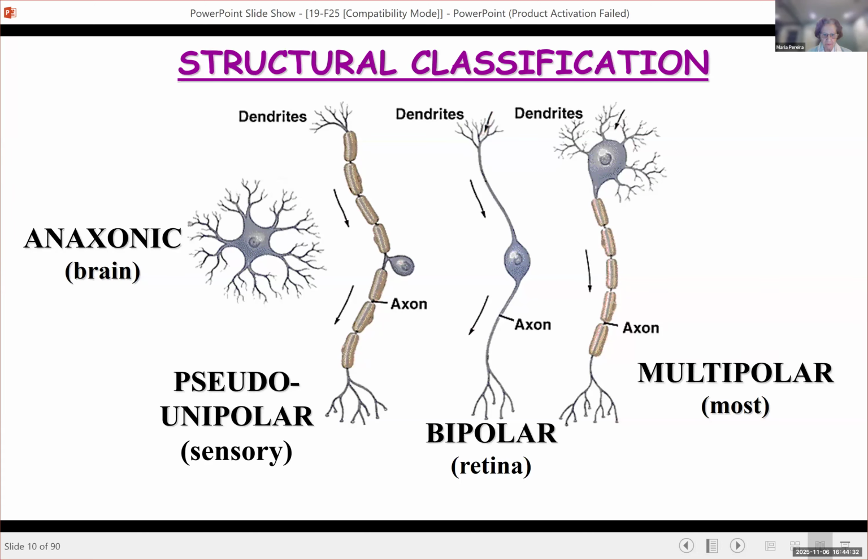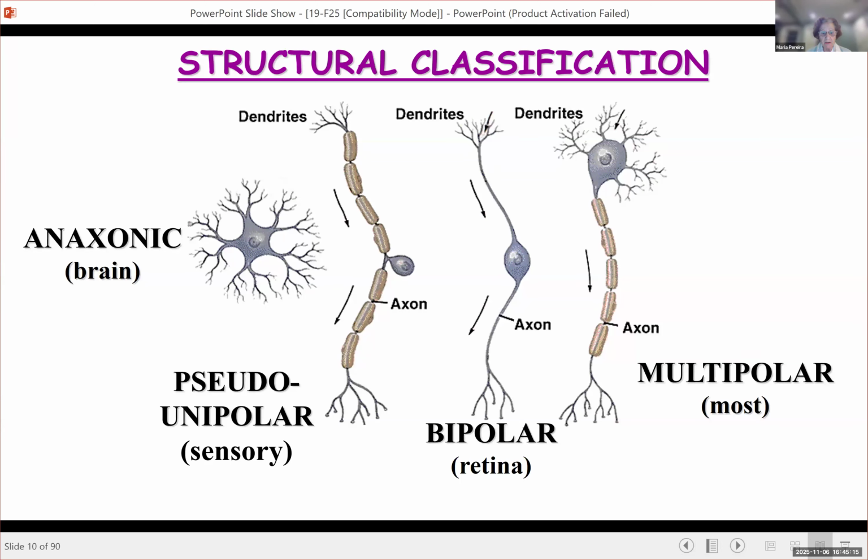Then you have this type of neuron that is pseudo-unipolar. Pseudo means fake or mimicking. So it's saying that this neuron only has one process, but it really has two. It has a dendrite and has an axon, but they are almost continuous because the cell body is pushed to the side. So these are the sensory neurons. So sensory neurons are pseudo-unipolar because it looks like they only have one process, but they do have a dendrite and they do have an axon. It's separated from the cell body, but the cell body is pushed to the side.